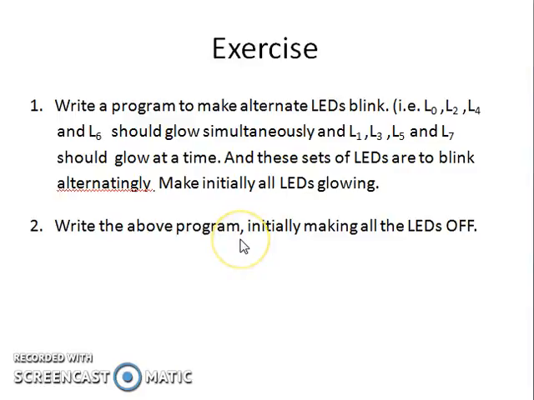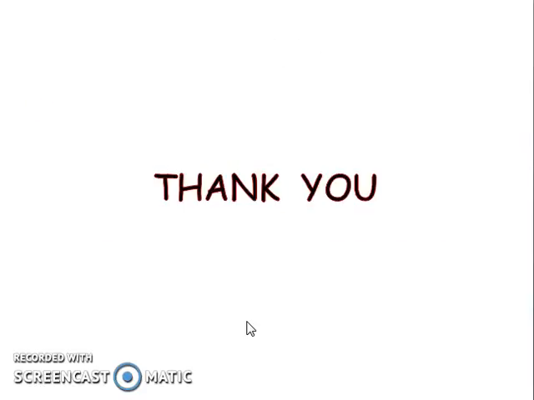Here are some exercises for you. The aim of this video lecture is to provide you with some basic ideas and steps involved in the programming. The programs may or may not be exact. Hope this video lecture helped you in understanding simple real-time problems with the 8086 microprocessor. Thank you.